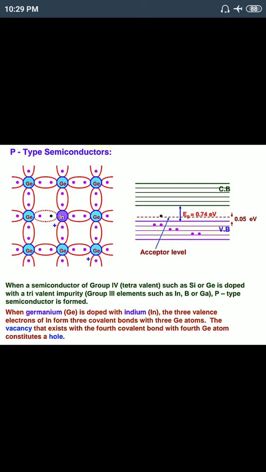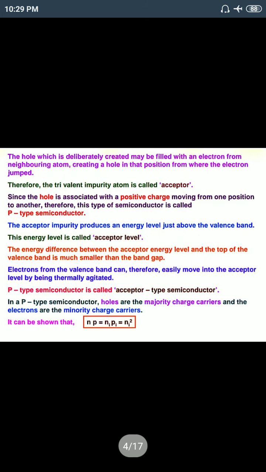So the acceptor level lies very near to the valence band, just opposite to the n-type semiconductor. Here is the energy band diagram for the p-type semiconductor. The acceptor level lies very near to the valence band, and the gap between the valence band and the acceptor level is 0.05 eV. EG represents the energy band gap for the p-type semiconductor. I hope it is clear, and everything is written over there.